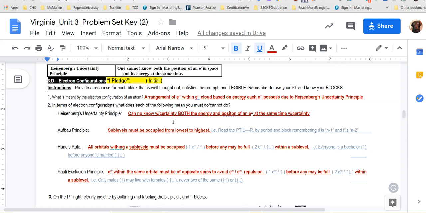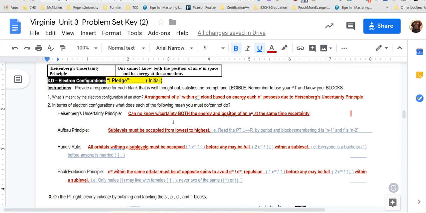Strange but true. The Aufbau principle is going to help us map out our orbital diagrams down below, but the sublevels must be occupied from lowest to highest. So you read the periodic table left to right by period, like a sentence, like a paragraph, and then you just add electrons one at a time and fill them up according to the very distinct number of electrons that can be in each orbital, and the periodic table tells you that as well.